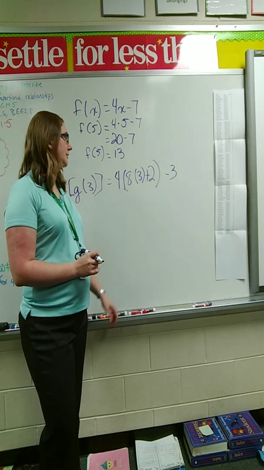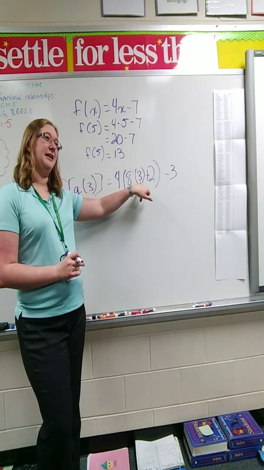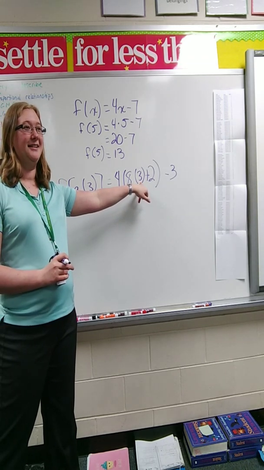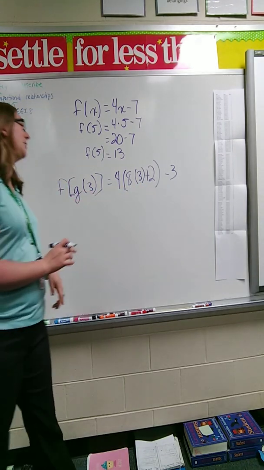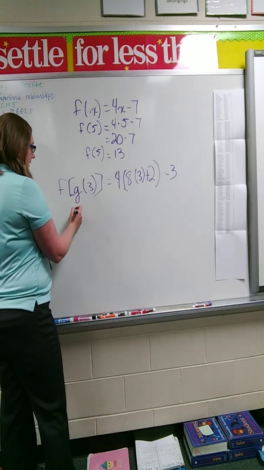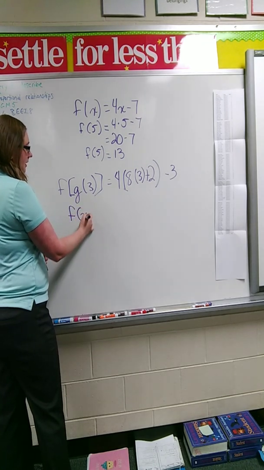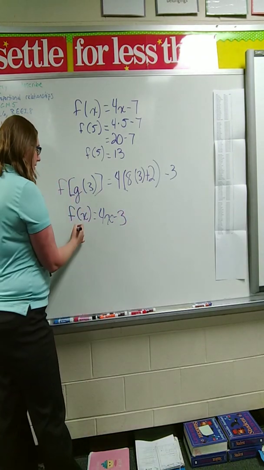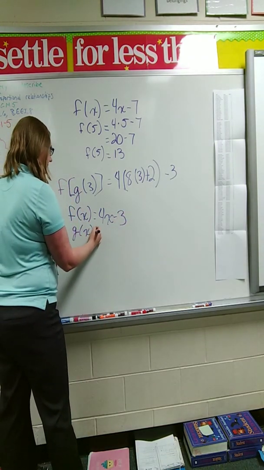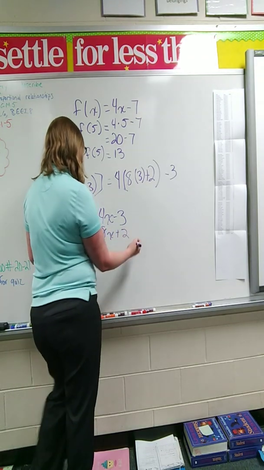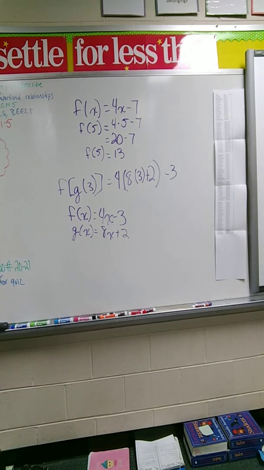Where did the x go? X turned into the 3. Why did you change g into 8? My function f of x is 4x minus 3. G of x equals 8x plus 2. Why are there 2 equations? Because sometimes we have multiple at the same time.